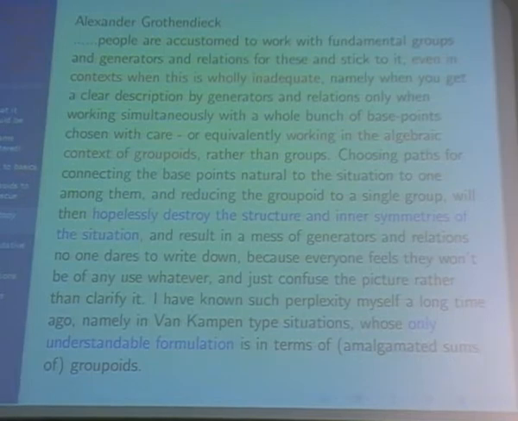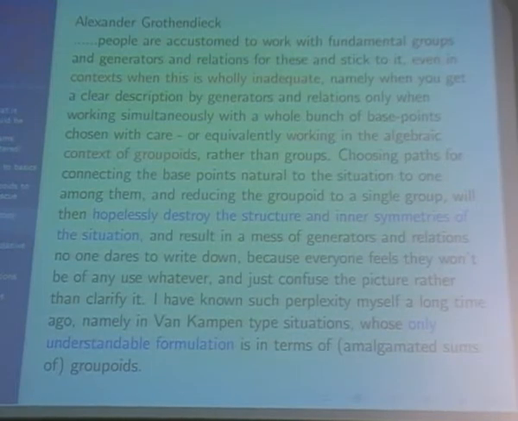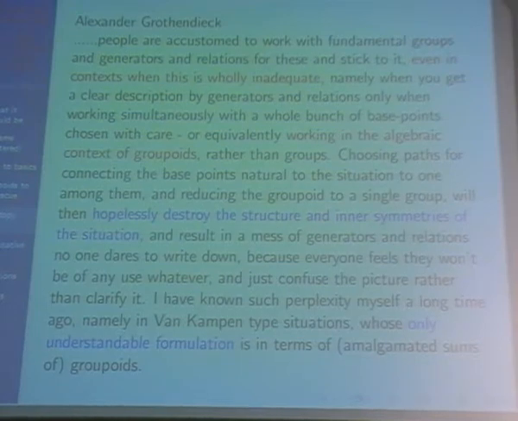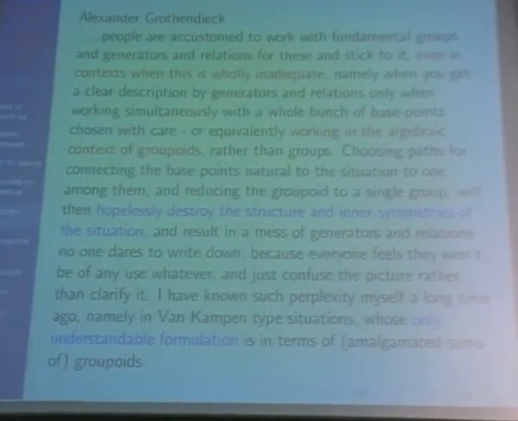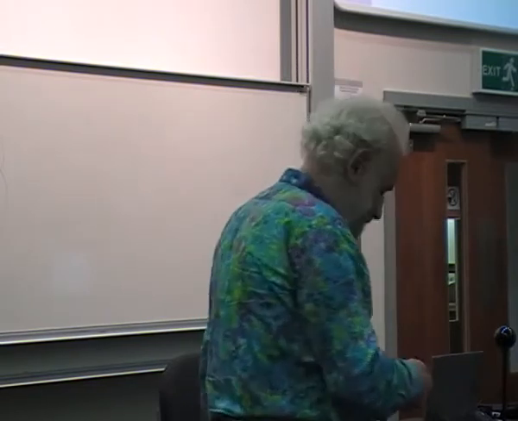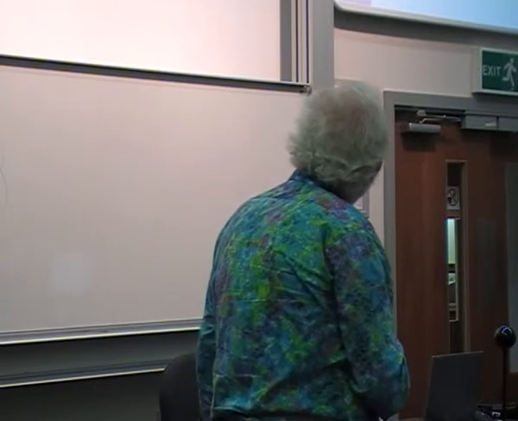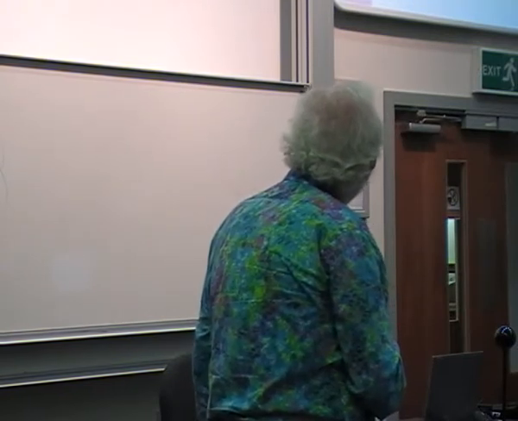I have known, he says, such perplexity myself a long time ago, namely Van Kampen type situations, whose only understandable formulation is in terms of amalgamated sums or groupoids. So I couldn't agree more with that statement. Although curiously, no textbook in algebraic topology so far has actually followed this path, although my book was published in 1968. So that's the kind of situation you might have.